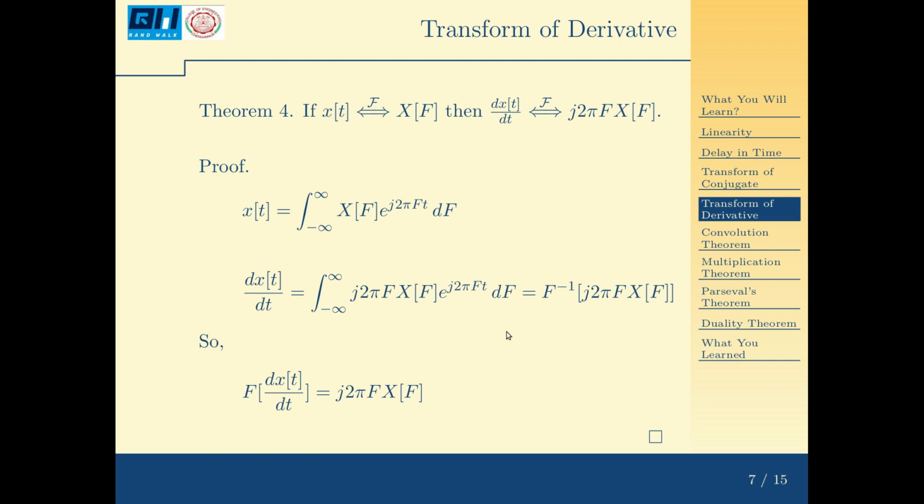Now the transform of derivative. Suppose the Fourier transform of x(t) is capital X(f), then dx(t)/dt has a transform of j 2 pi f X(f). So that proof is also very simple.